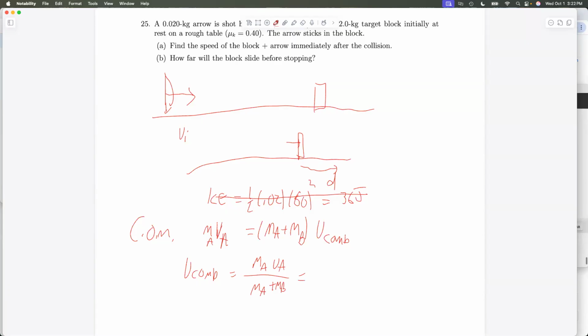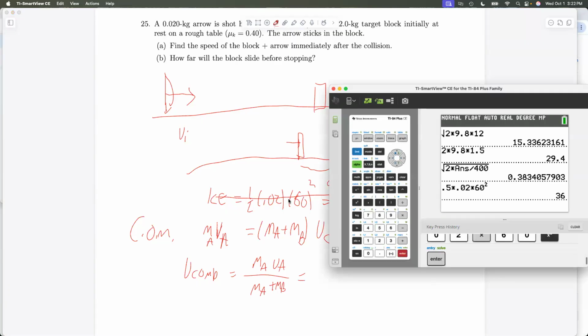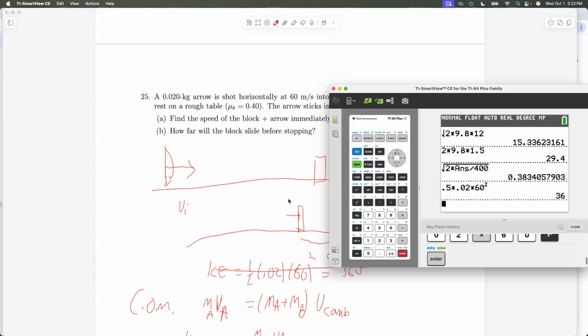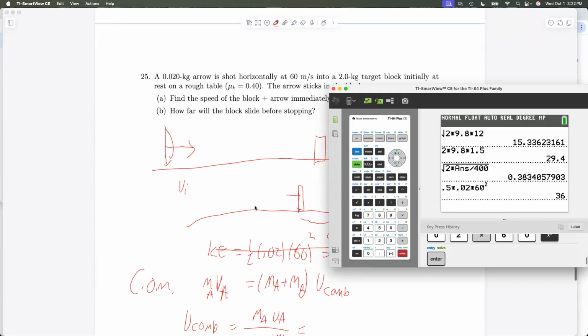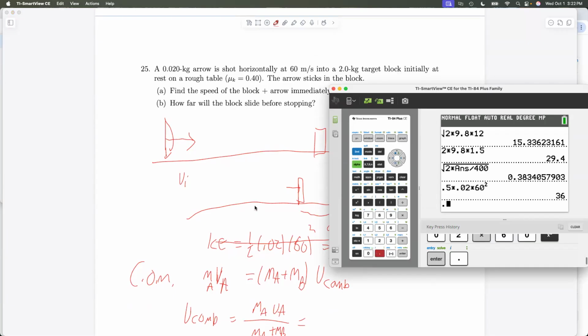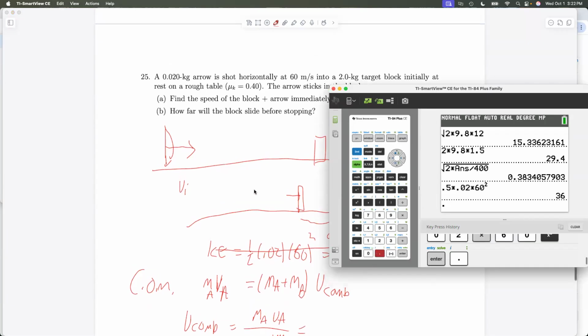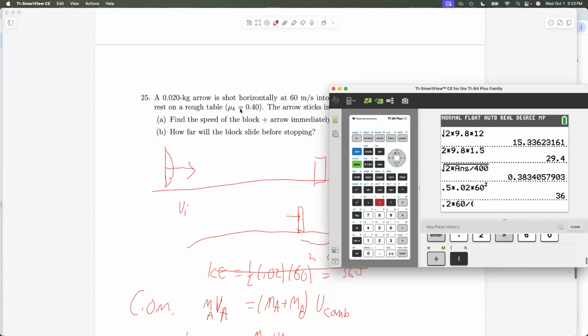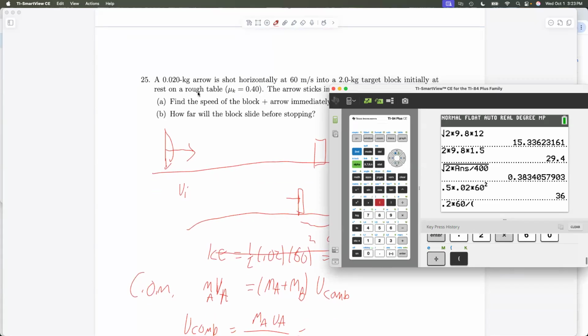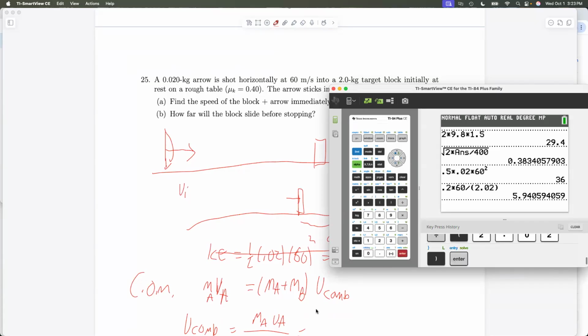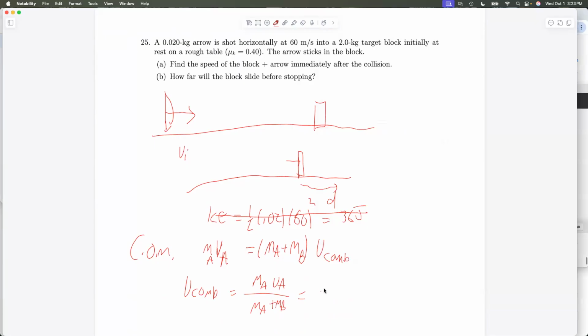All right, what do we got there? Mass of the arrow, 0.2 kilograms. I'm going to need parentheses on the bottom only. 0.2 times 60, which was its initial speed, divided by the combined mass, 2 kilograms plus another 0.02. So 2.02, 5.94 meters per second.